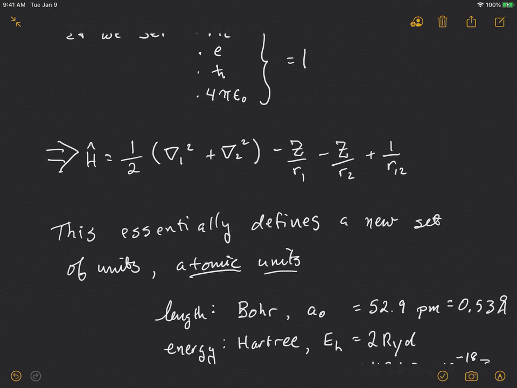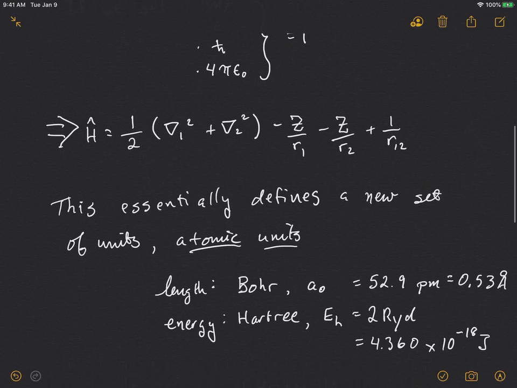Similarly, we get a new unit of energy, the Hartree, and this is a unit that you have probably already run across in the laboratory portion of this course. The Hartree is essentially the same as 2 Rydbergs, another constant that we've run across before. And in terms of joules, it's 4.360 times 10 to the minus 18 joules.